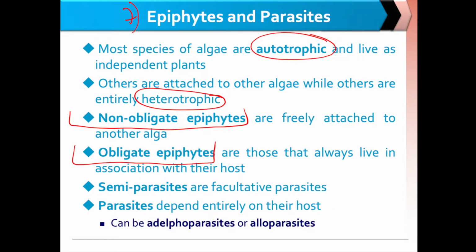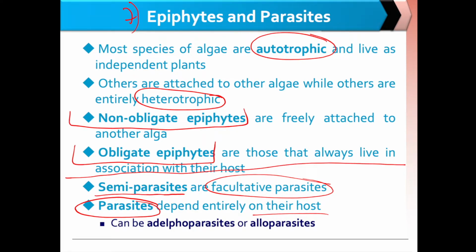Meron din naman tayong mga semi-parasitic na talagang mga organism. At pag sinabi natin semi-parasitic, ito yung mga facultative parasite. When certain conditions are favorable, they won't choose to be parasitic. But given the chance na wala na silang magawa, they will turn into being a parasite. And meron din tayo mga entirely parasitic na mga organism, kung saan nakadepende yung kanilang existence dun sa presence of their host. They can't live without their host. Again, magkaiba to, ha.